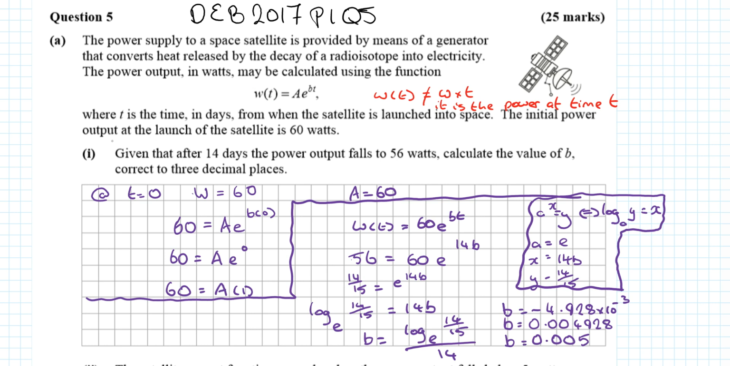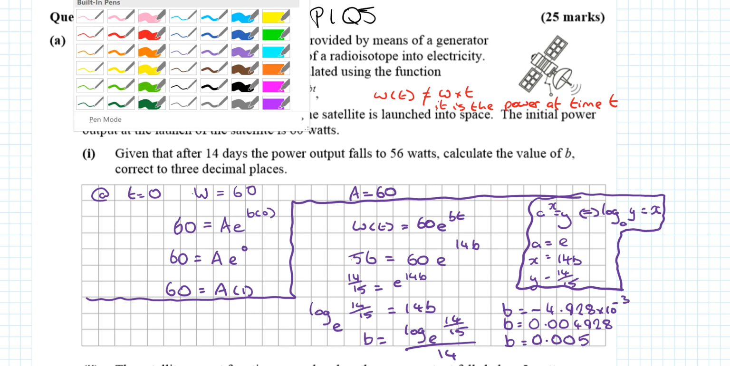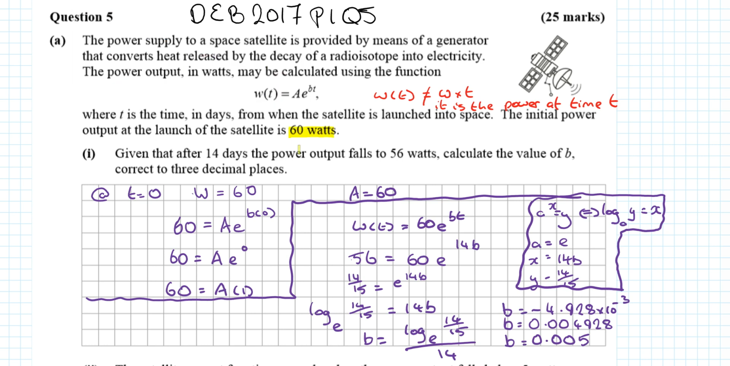Okay. So it's the power at time t, where t is the time in days from when the satellite is launched into space. The initial power output at the launch of the satellite is 60 watts. Now, that's really important. That's 60 watts, the initial power at time zero. At time zero, the watts is 60. So that means the left-hand side here is going to be 60 when t is equal to 0. b times 0 is 0. e to the power of 0 is 1. Check that on your calculator.